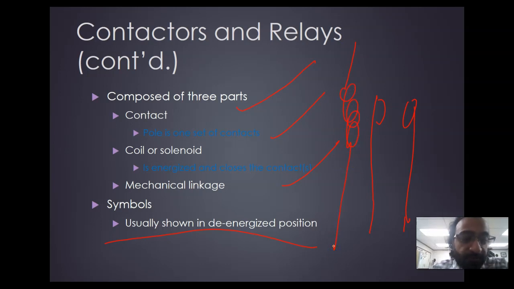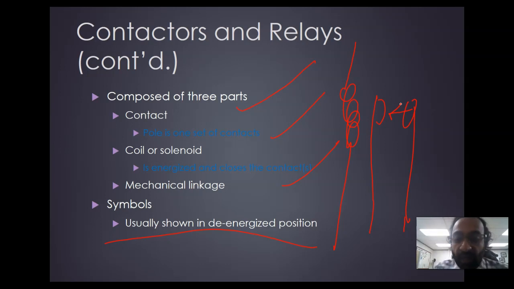So when this is drawn like this, it means there's no power. That's what de-energized means: there's no power going through the coil. Once we turn on this switch, this coil will be energized, and this contact will be made, and they will be stuck together. So the contacts are when those two are stuck together.